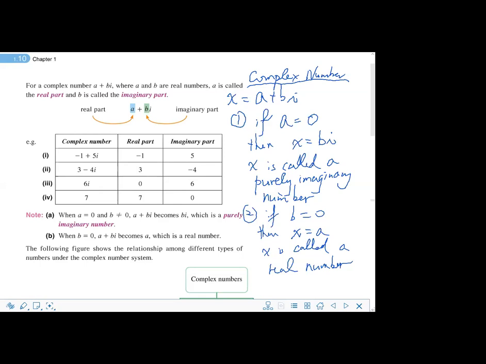OK so that is like this. A is equal to 0. Two special cases. A is 0, then x is called a purely imaginary number. If B is 0, then x is called a real number.